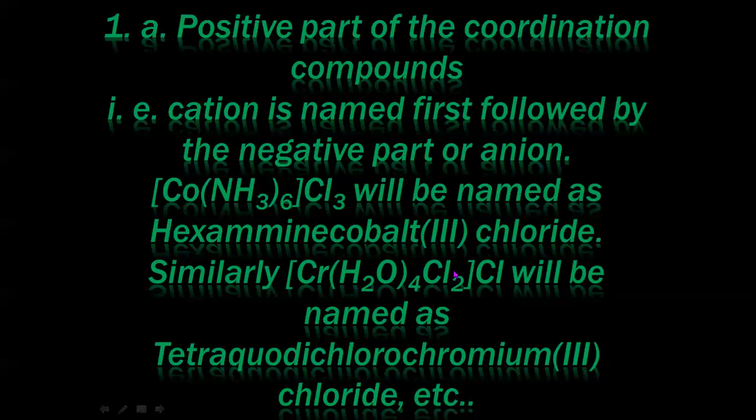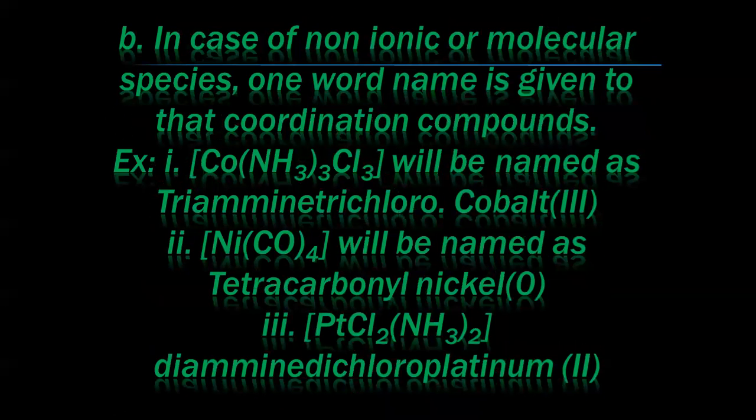Here it is having 4 and it is having 2. So tetraaquadichlorochromium. Then the oxidation state of chromium, again it is 3 here, chloride. Now this oxidation state 3 is written in Roman numerals. So these two names are examples of compounds in which we have written names of these complexes. We can understand how to write, but we have to follow the rules.